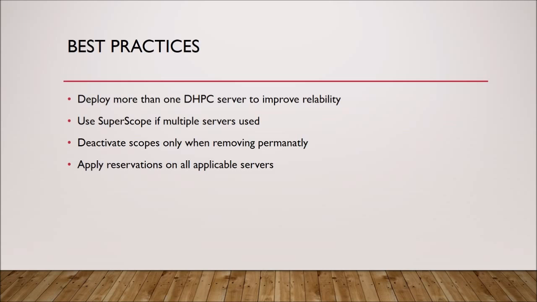Lastly, it's recommended to apply reservations on all applicable servers, meaning if a client needs a certain IP address and it's set up through a reservation on one server, that same reservation should be made on all servers. The reason being, if the main DHCP server goes down and another one takes its place, it may unintentionally give that reservation out to another client. So if all reservations are on all servers, no mistakes can be made.